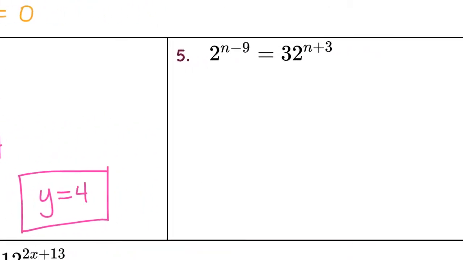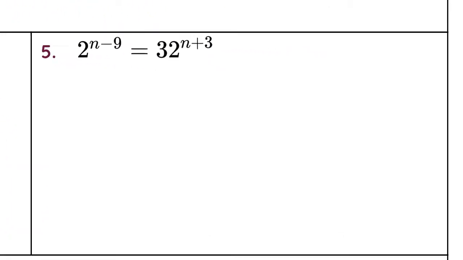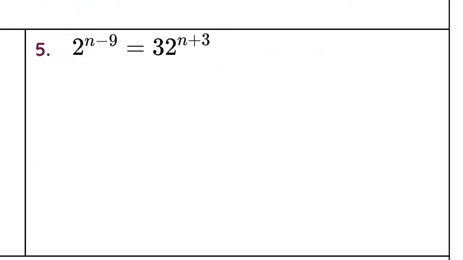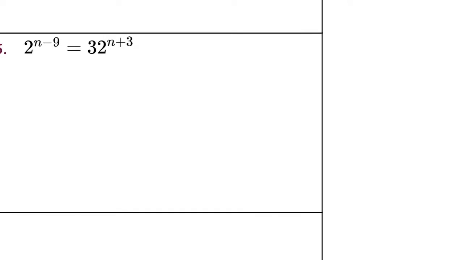Okay, let's look at our next one. 2 to the n minus 9 power is equal to 32 to the n plus 3 power. So 2 is already as small as it can get, so I know that one's not really going to change. But let's see if we can write 32 as a power of 2. So again, I'm going to kind of write this to the side.